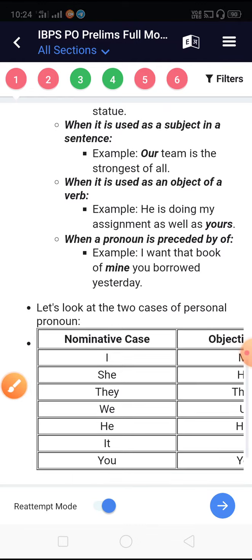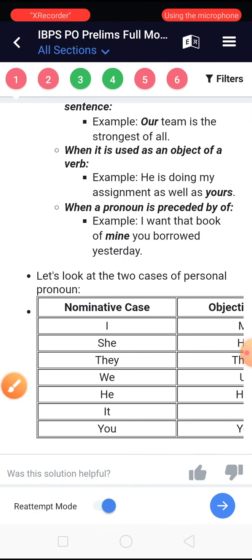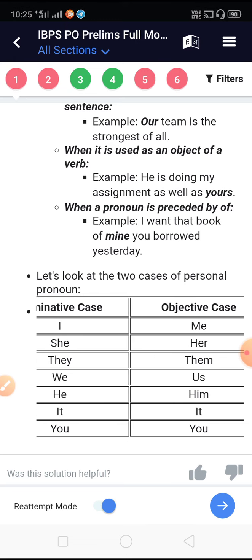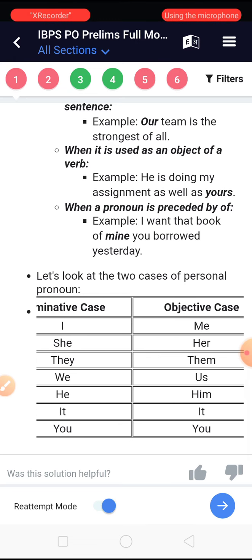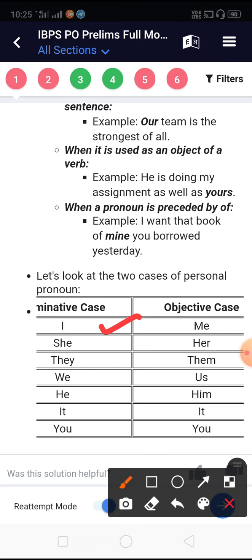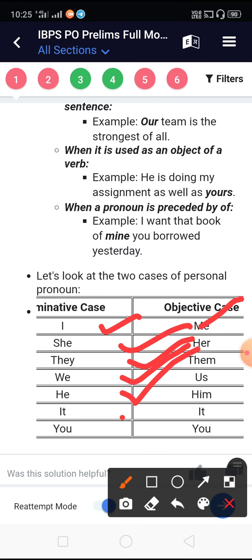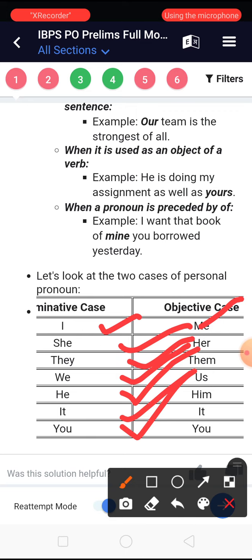Let's look at the two cases of personal pronouns. Nominative case, I के साथ क्या लगेगा? I के साथ me. ठीक है. C के साथ her. D के साथ them. V के साथ us. E के साथ him. It के साथ it. U के साथ you.